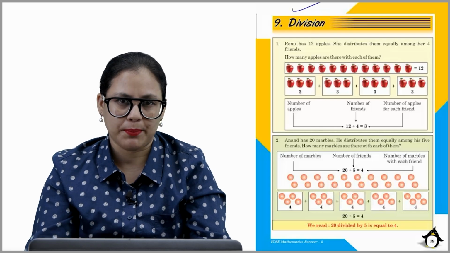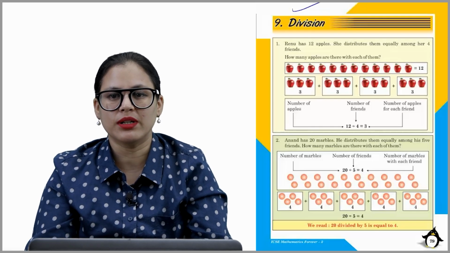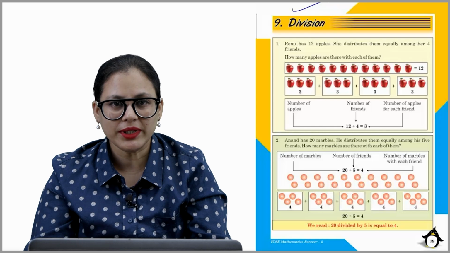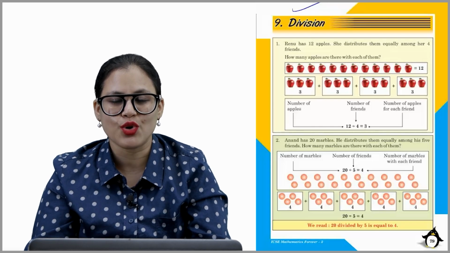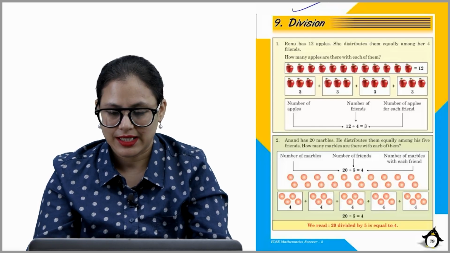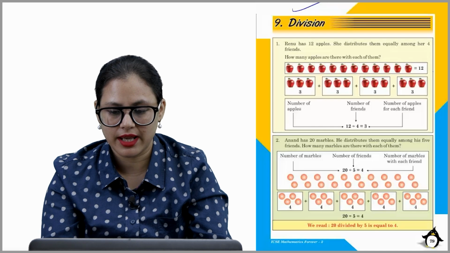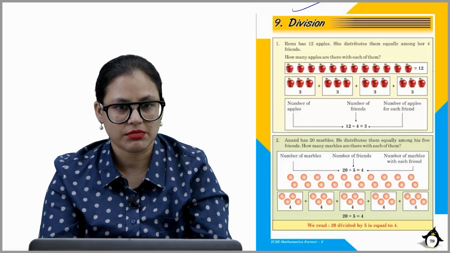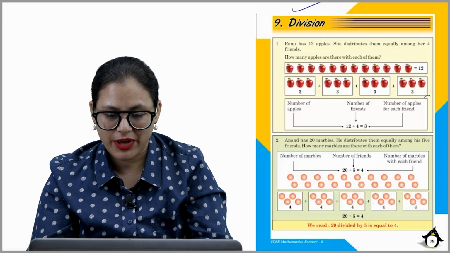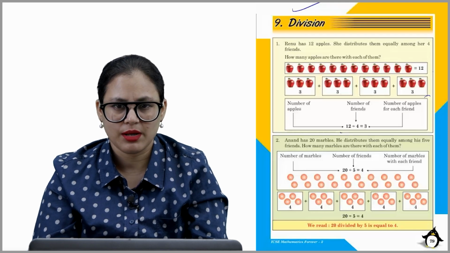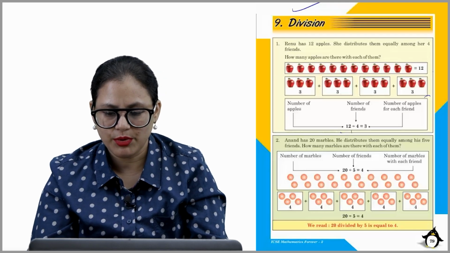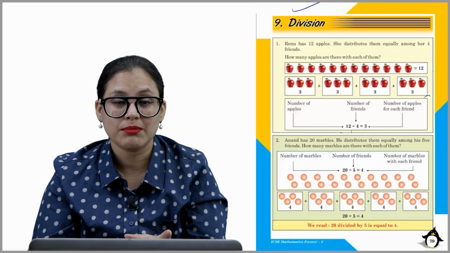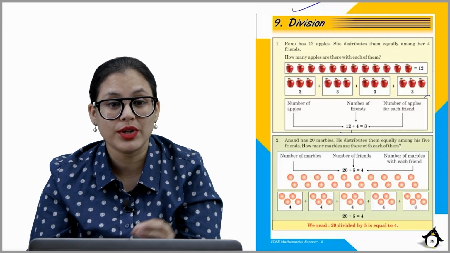Renu has 12 apples. She distributes them equally among her 4 friends. How many apples are there with each of them? See, these are 12 apples. Then she made a group of 3. 3 plus 3 plus 3 plus 3. So, number of apples, total 12. Number of friends, 4. Means number of apples for each friend means each friend got 3 apples.